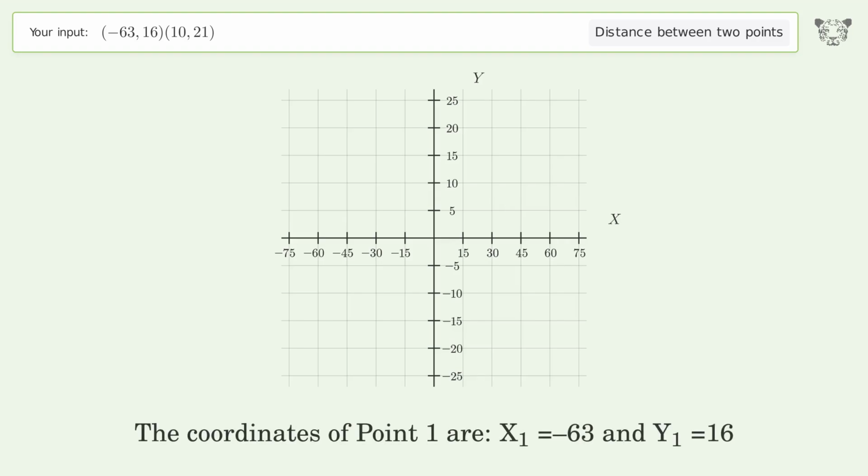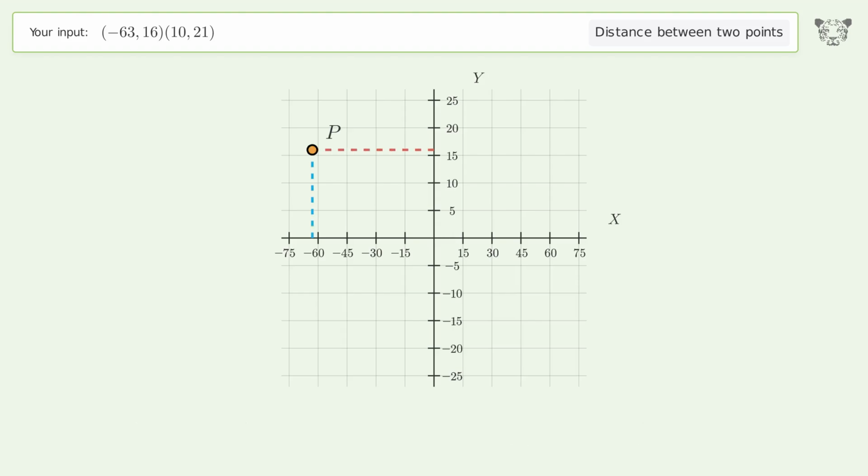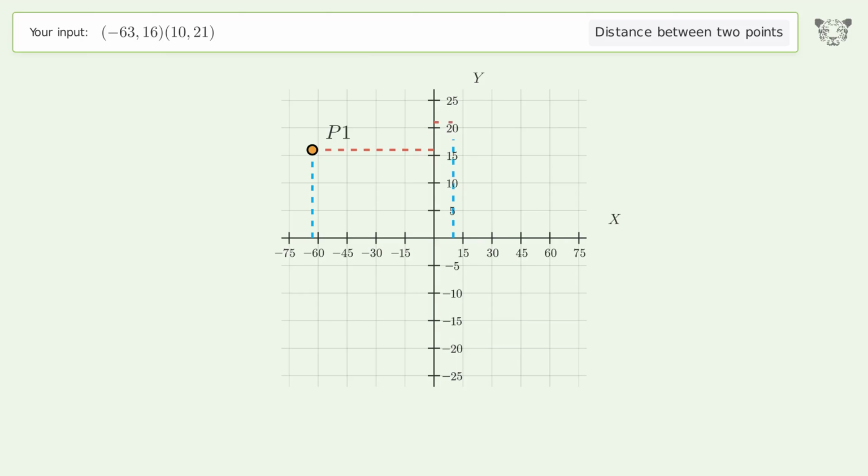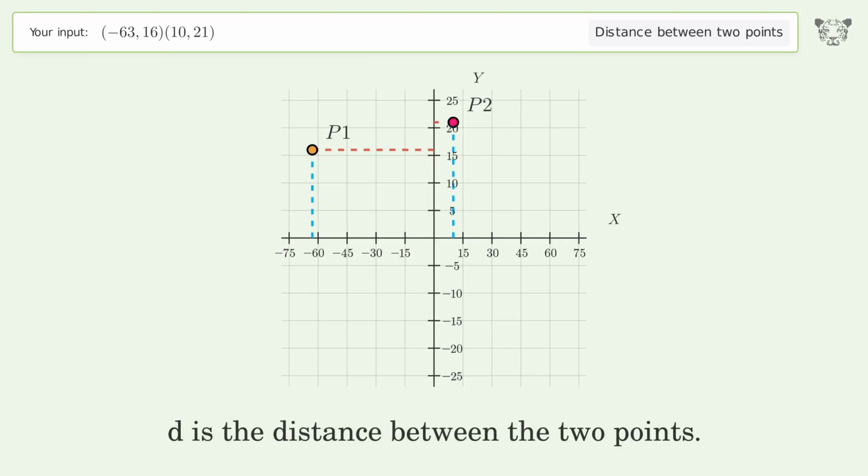The coordinates of point 1 are, x1 equals -63 and y1 equals 16. The coordinates of point 2 are, x2 equals 10 and y2 equals 21. D is the distance between the 2 points.